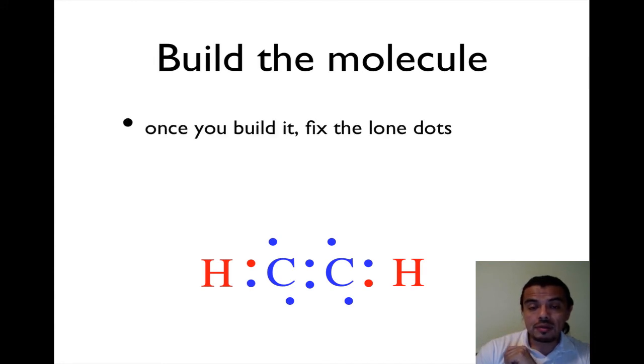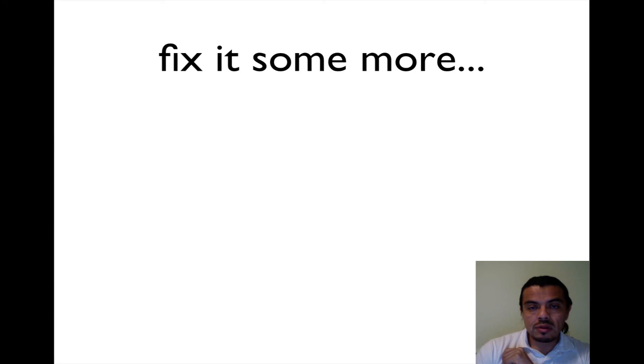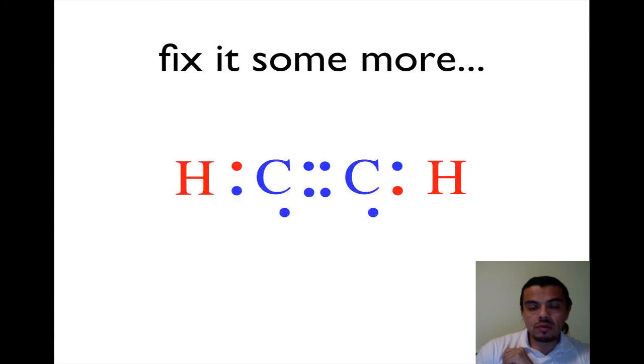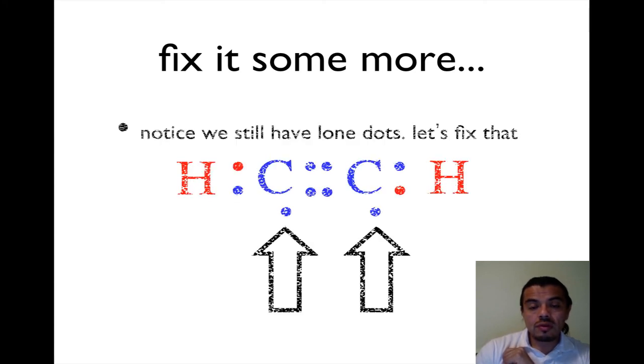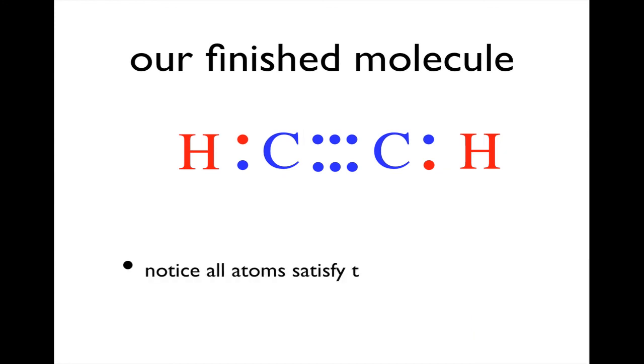But we've got to fix the lone dots. When we do, we notice we still have lone dots. So we're going to fix that. And that should give us our finished molecule. Now notice that all atoms here satisfy the 2 or 8 electron octet rule.